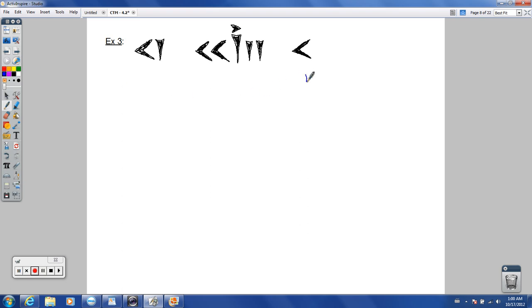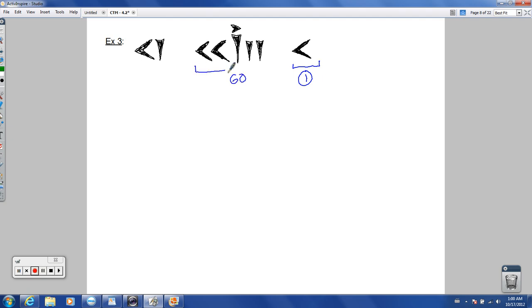So this is going to be my ones. This is going to be my 60s right here, my groups of 60. And then this one's going to be my groups of 60 squared. So these are the positional values again.